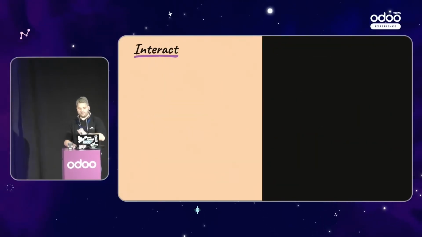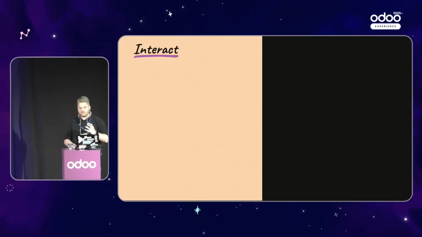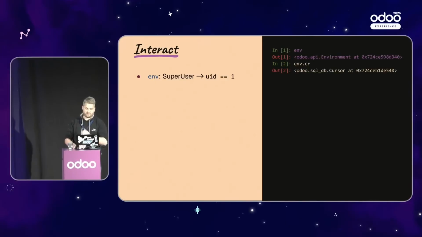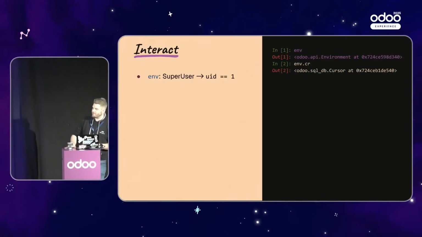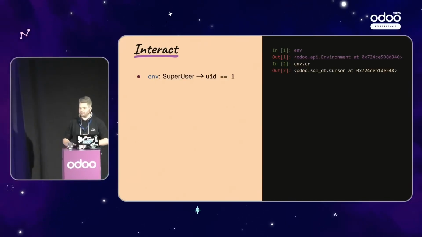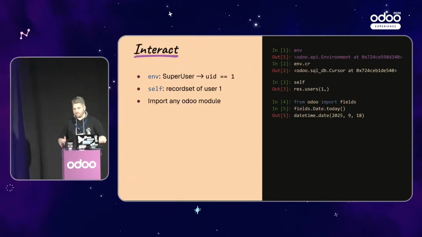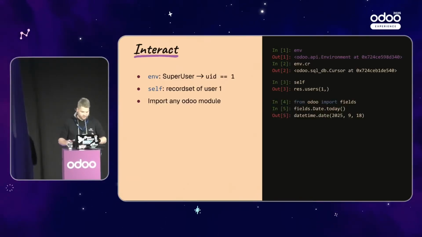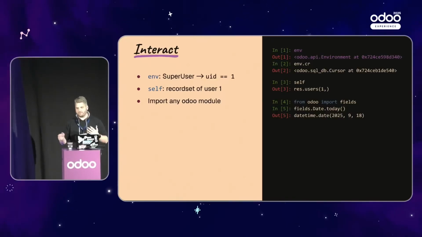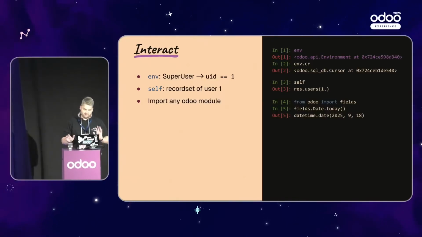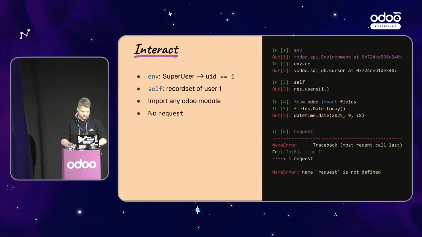Now, once we are in the shell, I suppose you have specified a database here. So you have an environment. And it will be the environment of the user with the ID 1, so the super user. So it means you also have self, which is the record set of the user with the ID 1. And from that point, you can import whatever Odoo module that you want, or even any Python module that you want, as long as they are available, of course.